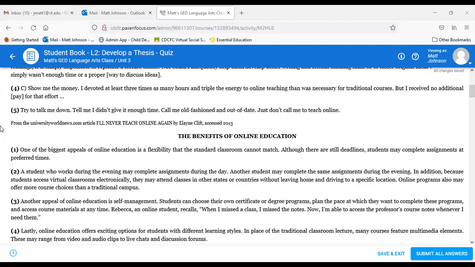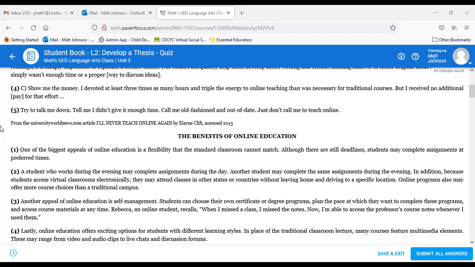Our second one, the benefits of online education. One of the biggest appeals of online education is a flexibility that the standard classroom cannot match. Although there are still deadlines, students may complete assignments at preferred times. A student who works during the evening may complete assignments during the day. Another student may complete the same assignments during the evening.